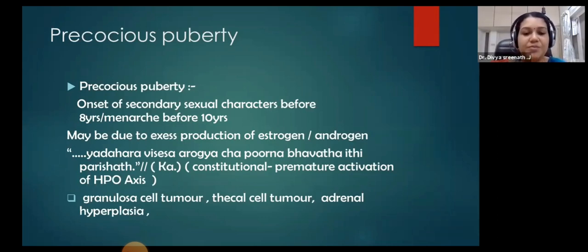This precocious puberty may be due to excess estrogen production or excess androgen production. It can be constitutional, or due to nutritional factors, or even due to premature activation of the HPA axis. There can also be some pathological conditions. Granulosa cell tumor, theca cell tumor, and adrenal hyperplasia may also contribute to precocious puberty. Even at the age of 4 to 5 years, we can see girls with menarche.